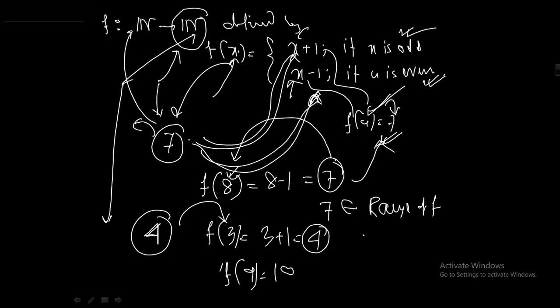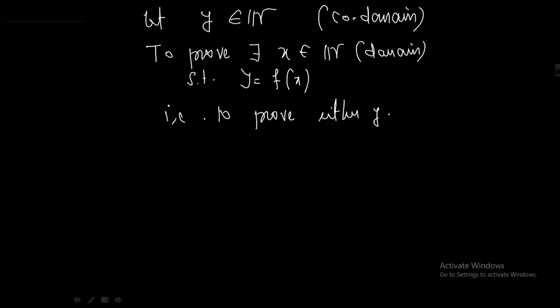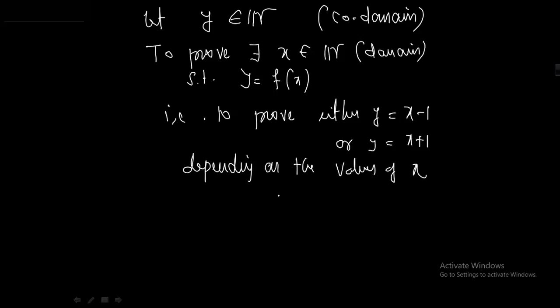তাহলে একটা জিনিস খেয়াল করতে পারছিস কি, তুই যেই এলিমেন্টই চুজ করো না কেন সেটা কারুর না কারুর ইমেজ তো হবে। এবার এটাকে প্রুফ করব কিভাবে সেটা বল। স্যার পাঠিয়ে একটা আইডিয়া পেলাম, কিভাবে লিখবো। let y belongs to the set of naturals, that means codomain. To prove there exists x belongs to the domain, such that y is the image of x, that is to prove either y is equal to x minus 1 or y is equal to x plus 1 depending on the values of x. Now case 1, case 2, y is odd, y is even.